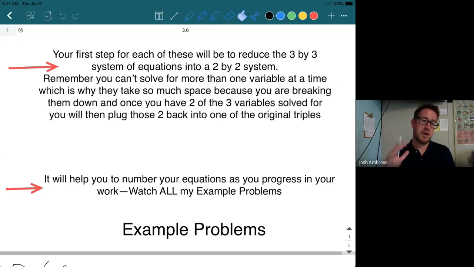Okay. Once you have that variable, you will then plug it back in to a 2 by 2. That's now going to allow you to have 2 variables solved for. Once you have 2 of the 3, you will then plug those 2 back into one of the original 3 by 3s, and that's going to give you the third unknown variable. Okay, so here we go.